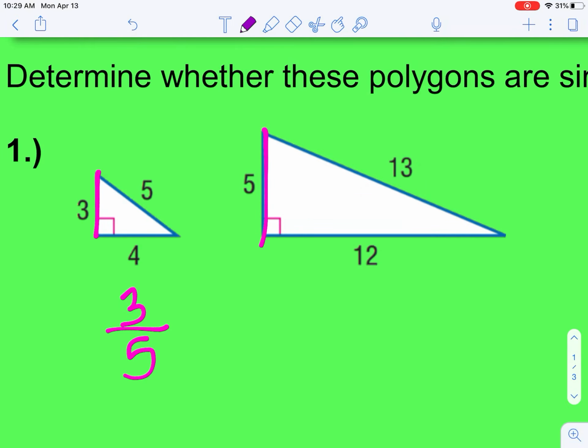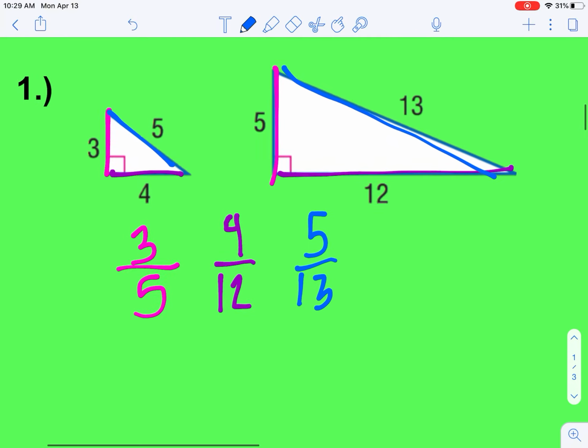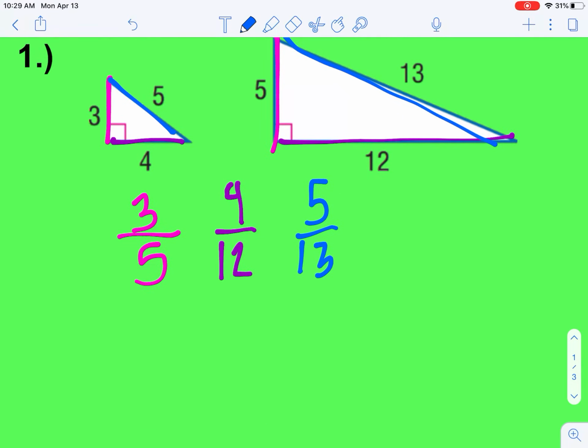Okay, next I'm going to pick 4 and 12, and I'm going to write those down as a ratio. And then the last one I'm going to pick is 5 and 13. Notice that those match, and I'm going to write that down as a ratio. So I want you to look at those ratios, think of those as fractions, and decide, are those the same? You could also simplify them.